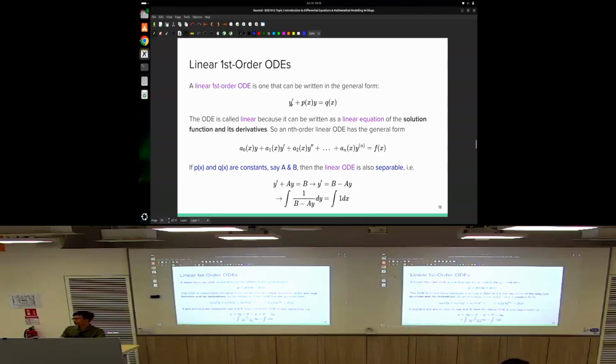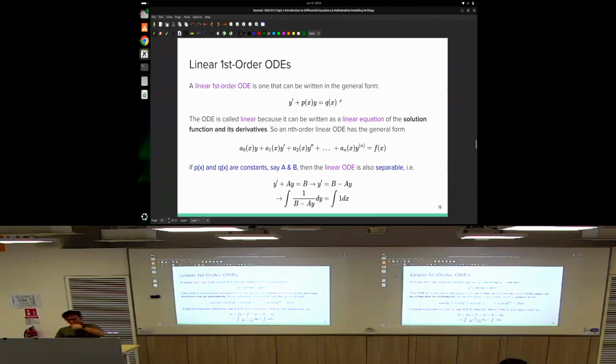So a linear ODE is one that can be written in this general form. You notice the separable one. Separable is y prime equals p of x times q of y. Something like that. It's called separable, right? But not all the time you get a separable ODE. So there's another kind that conforms to this notation: y prime plus some function of x times y equals another function of x. So it's called a linear first order ODE.